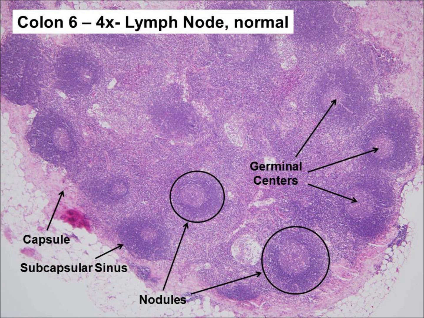Examine the normal node under the 4x objective lens. Identify the capsule, which is composed of a thin layer of collagenous connective tissue, the subcapsular sinus, which is located immediately below the capsule through which the lymph flows, the lymphatic nodules, which are composed of masses of lymphocytes, and the germinal centers, which are the lighter staining areas inside some of the nodules.